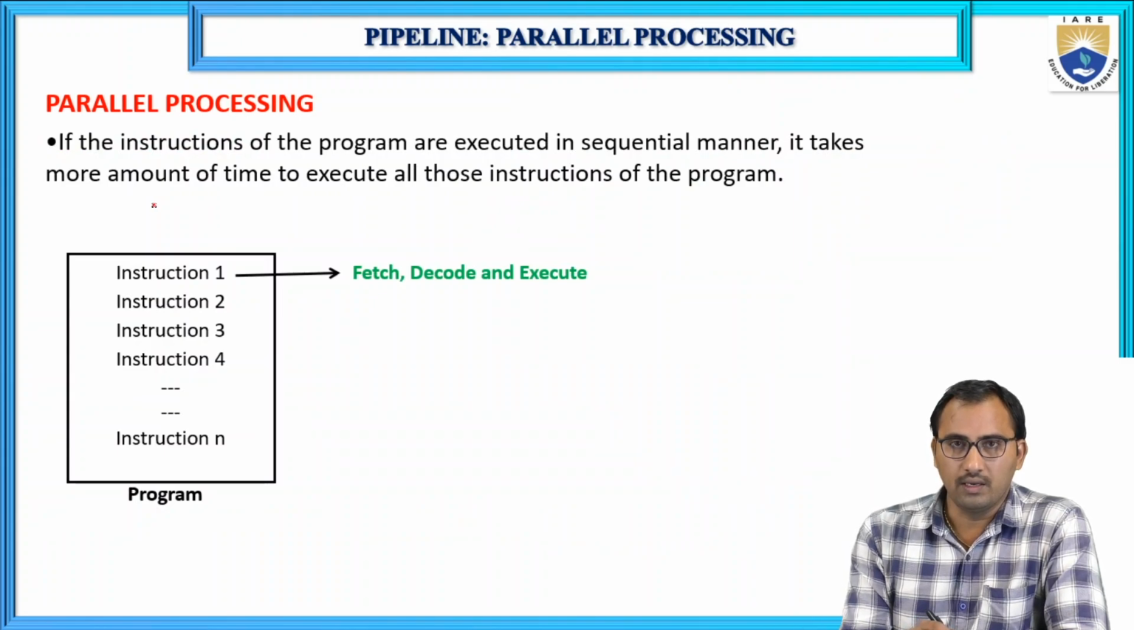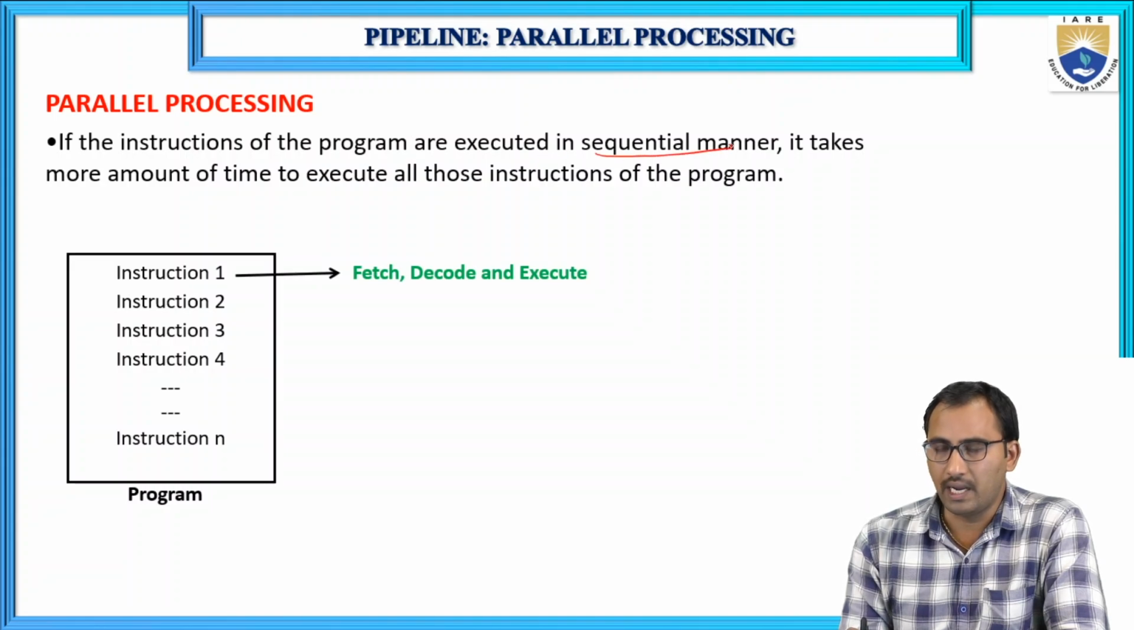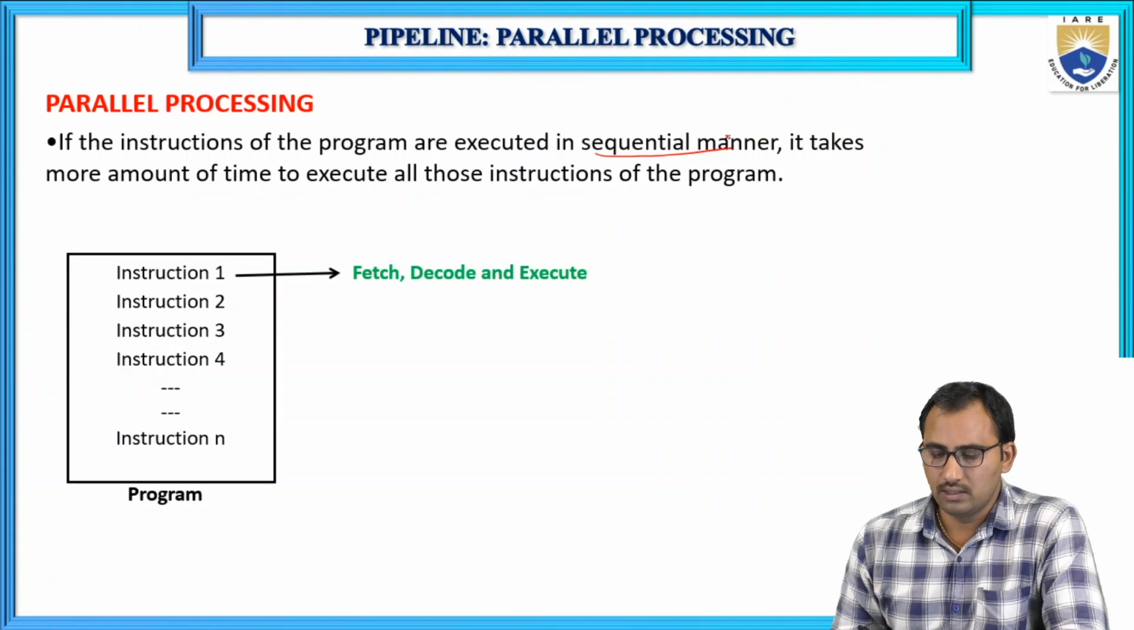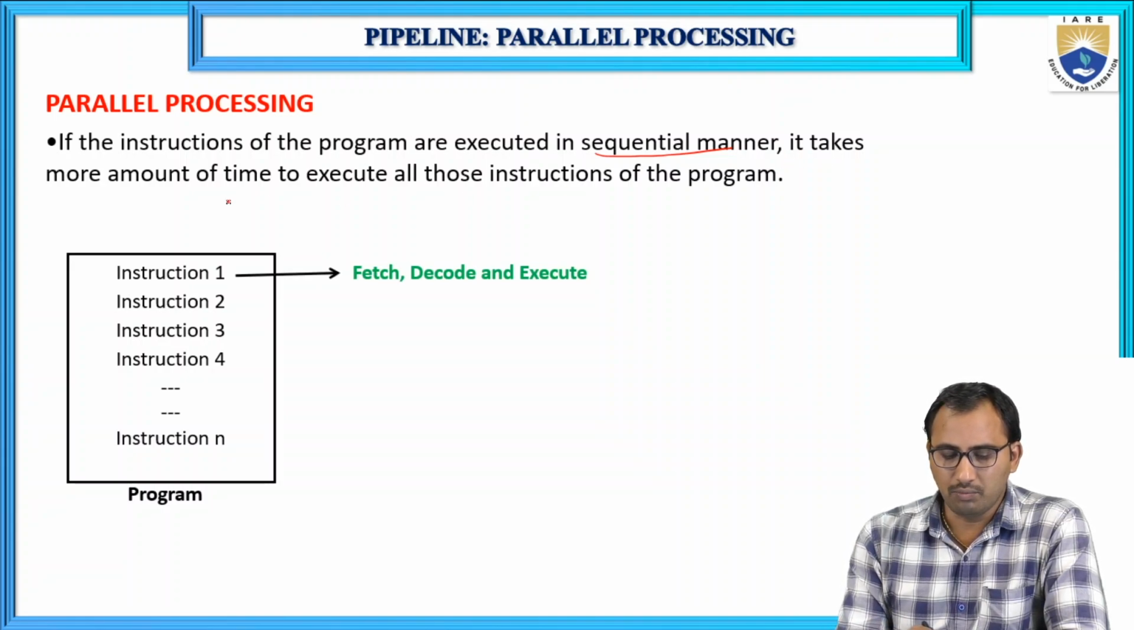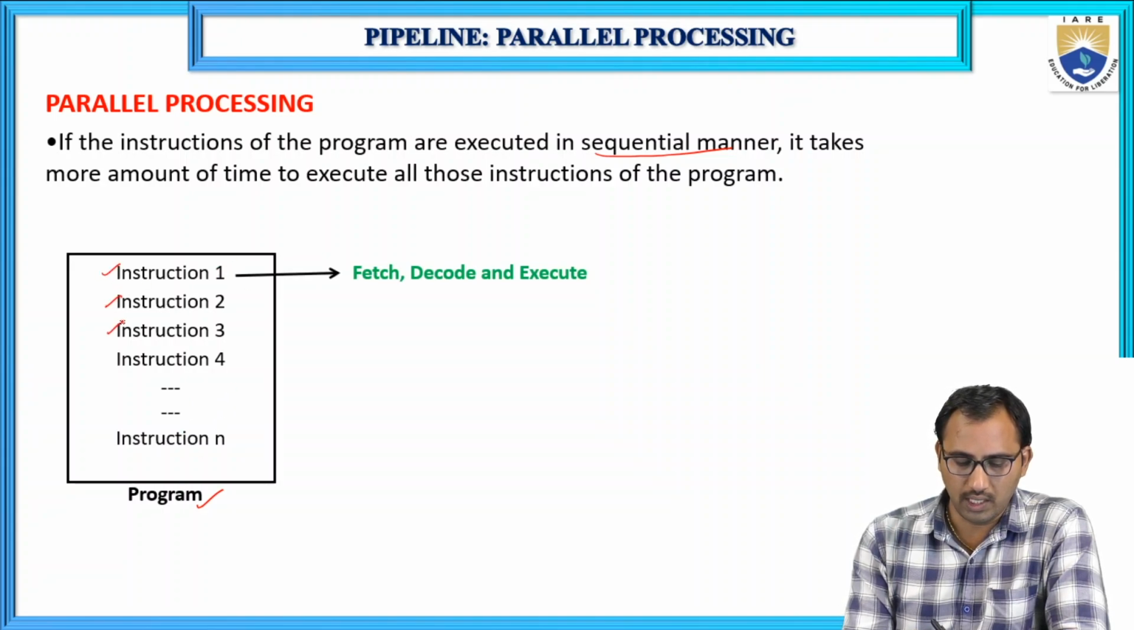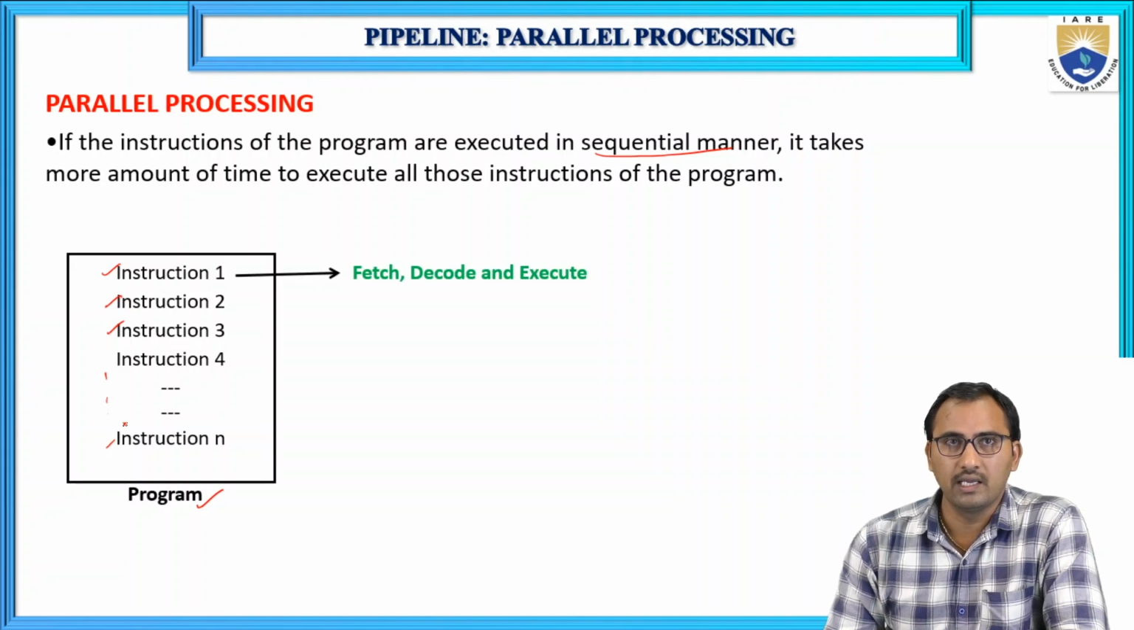If the instructions of a program are executed in a sequential manner, as computers did in olden days, it takes a large amount of time to execute all the instructions of the program. Suppose we consider a program. A program is a collection of instructions. It has multiple instructions: instruction 1, 2, 3, and so on up to instruction n.